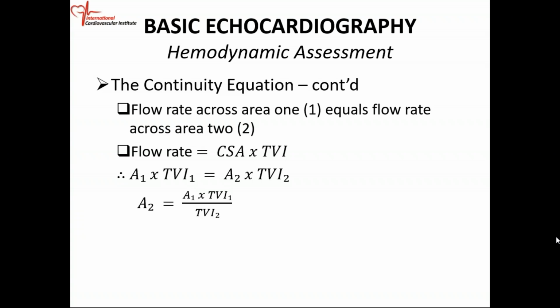What's going to vary is the cross-sectional area and the TVI. But the flow is going to be the same. Cross-sectional area and TVI can vary, but the flow is going to be the same. Flow is equal to cross-sectional area times TVI. All right. So let's stop here.